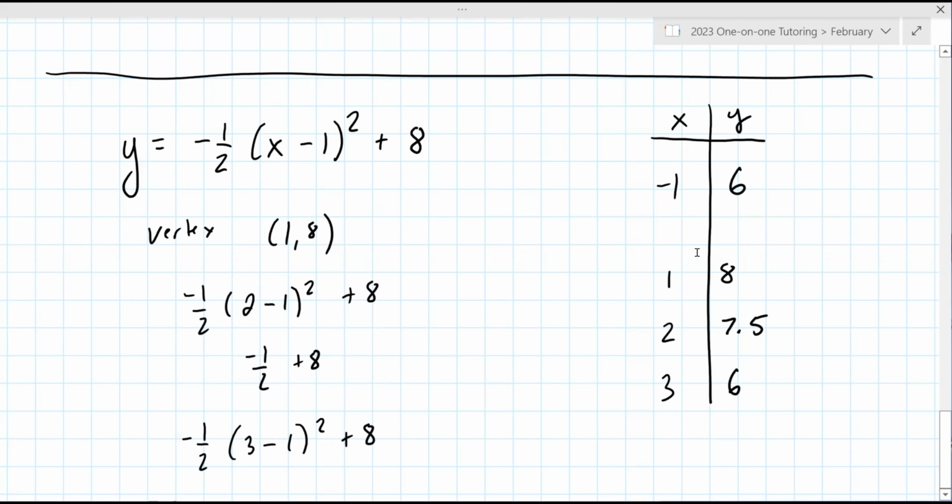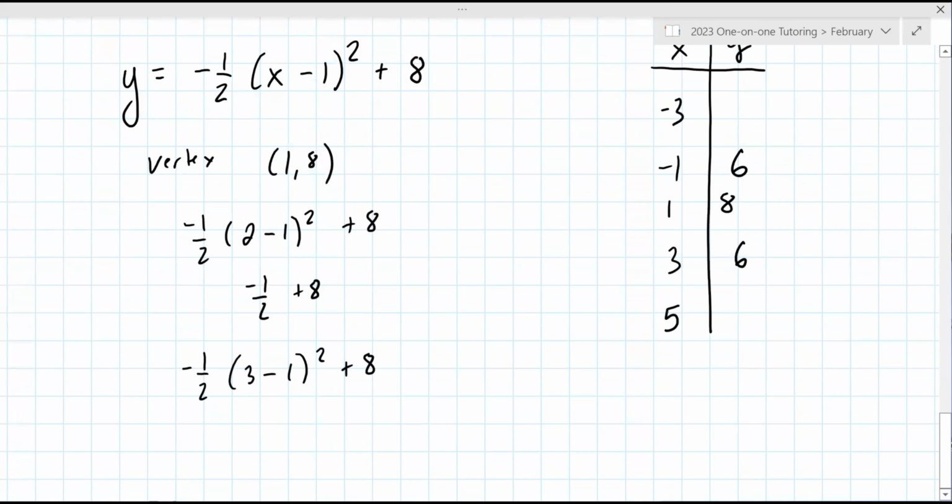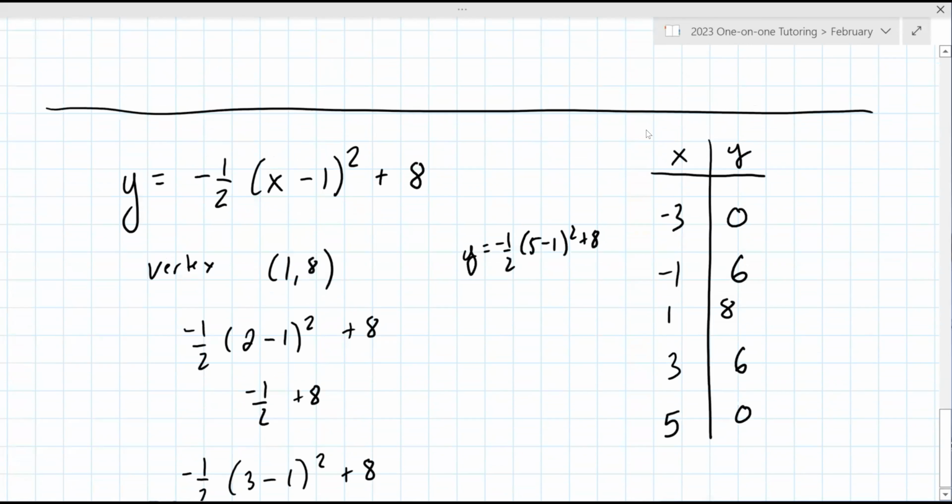So 6 is a better point to use than 7.5. And the problem is, what do I do with it? You just remove it. You don't use it. At least you're trying to make a nice graph. That helps you realize, okay, I'm going by 2s now instead of by 1s. So now I'm going to try the positive ones. -1/2 (5 minus 1) squared plus 8. 4 squared is 16, so that's -8 plus 8 is 0.